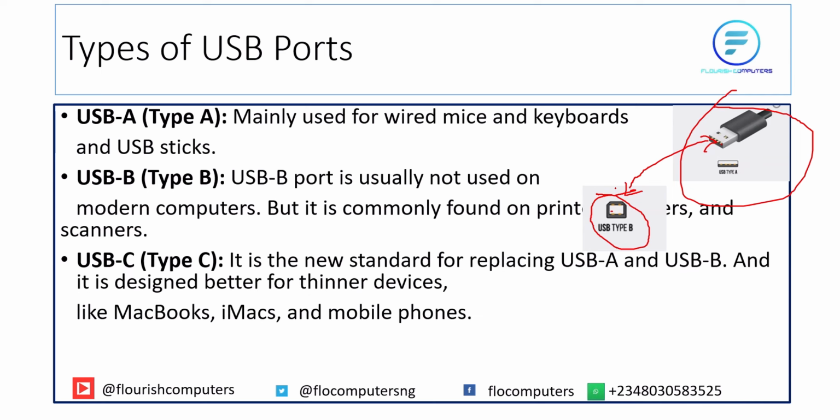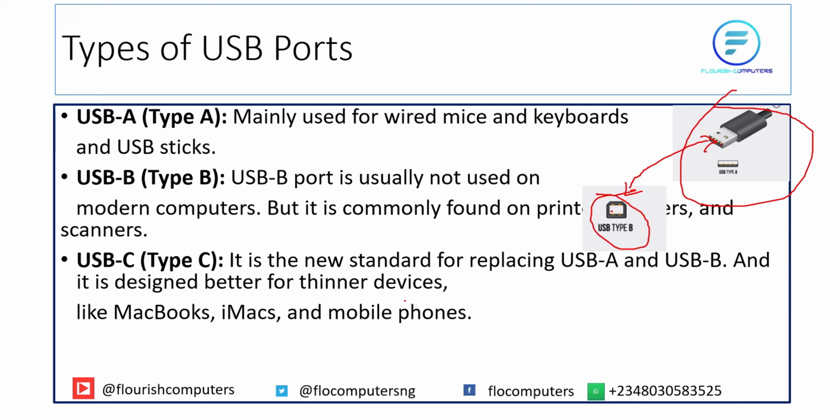We also have USB type C. It's the new standard for replacing USB A and USB B, and is designed better for thinner devices like the MacBook, iMac, and mobile phones. I know many of us have a phone that uses type C right now. Remember, your phone is like a palmtop, a mobile device. If you look at the USB port on it, you will discover that it is type C for most phones nowadays.